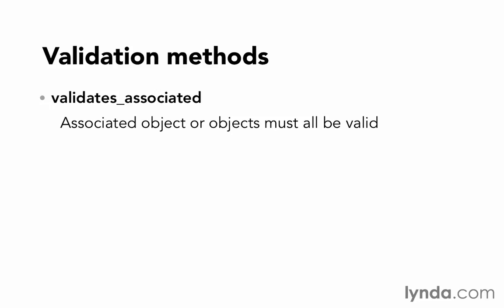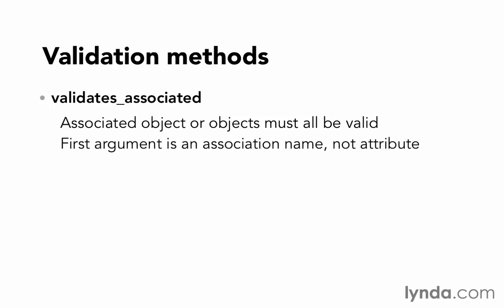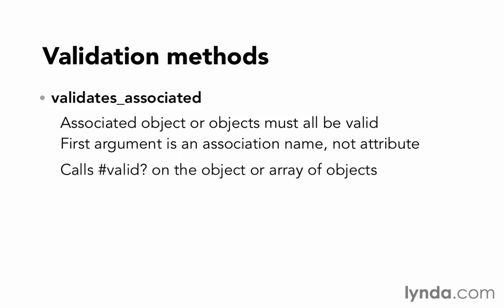With validates_associated, instead of having an attribute be the first value that we're passing in as an argument, you're going to pass in the association name. And it's then going to call valid? on the object or the array of objects to find out if they're valid or not. That's going to run all of their validations. One important note is that it does not fail this validation if the associated object does not exist. You would also want to use validates_presence_of that object to make sure that the object does exist.